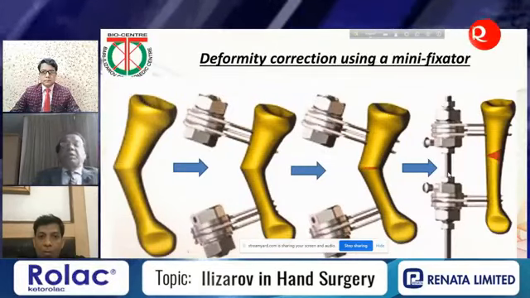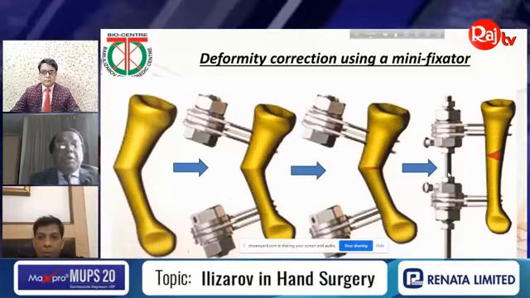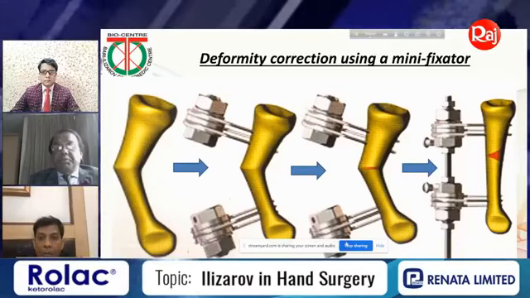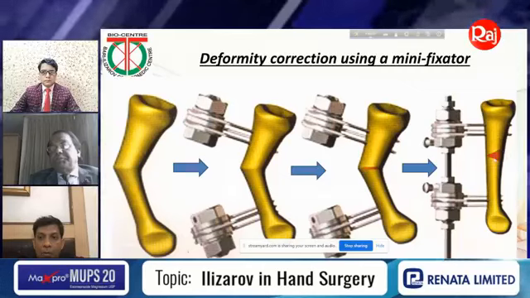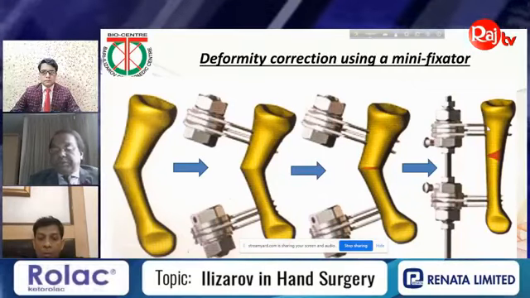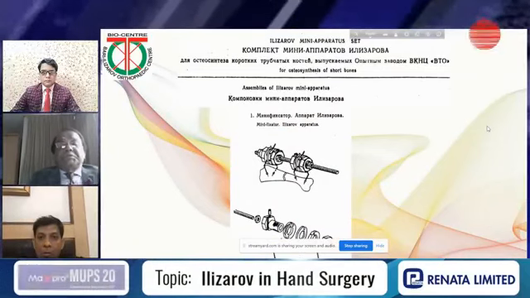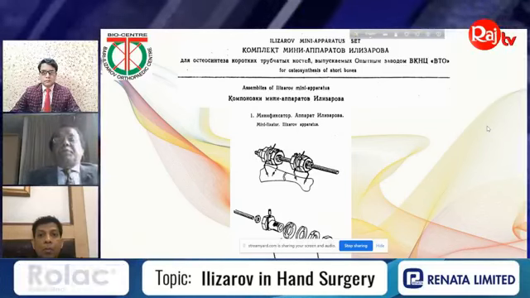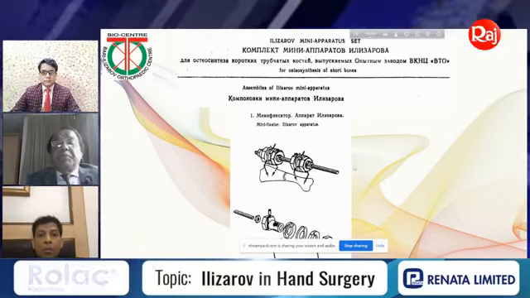Now, this is simple. I want to show you. Sometimes you will get this kind of deformity, and it is very easy. You fix like this with the mini fixator, do an osteotomy, and this is wedging of this newly regenerated bone. The bone is totally corrected. Now, these are the pictures I have taken from my Kurgan Institute when I was there. You can see here, a very simple mini fixator.